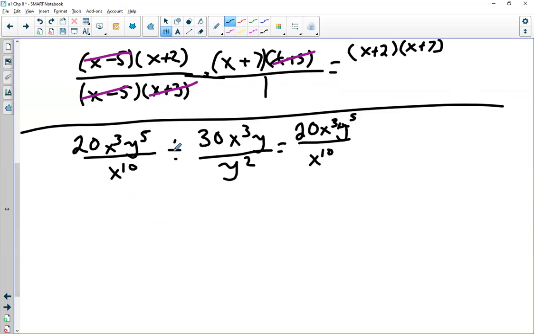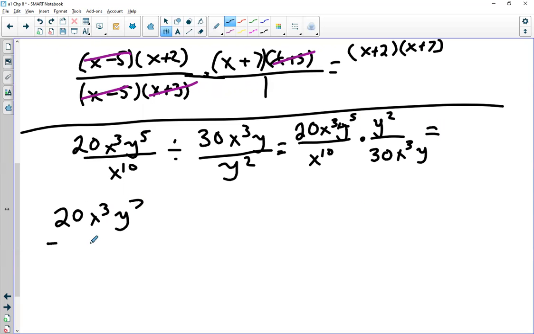So what I'm going to do is instead of dividing, I'm going to multiply. And instead of having it like this, I have to do the reciprocal. I put an equal sign, I'm rewriting it. So you first flip it. Then you're going to combine everything. So the tops are going to combine. So that's 20 x to the 3rd. 5 plus 2, 7.